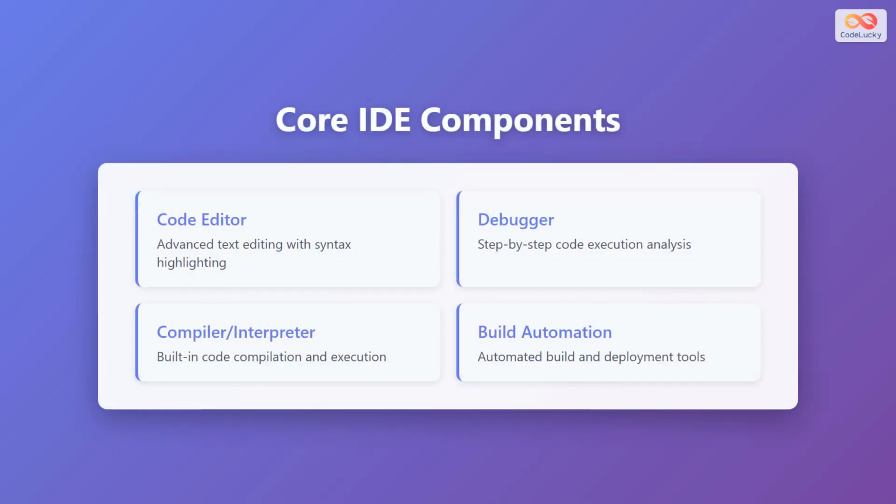An IDE consists of 4 core components. First, the code editor provides advanced text editing with syntax highlighting and auto-completion. Second, the debugger allows step-by-step code execution analysis to find and fix errors. Third, the compiler or interpreter is built in for code compilation and execution. Finally, build automation tools help automate the build and deployment process, saving time and reducing errors.